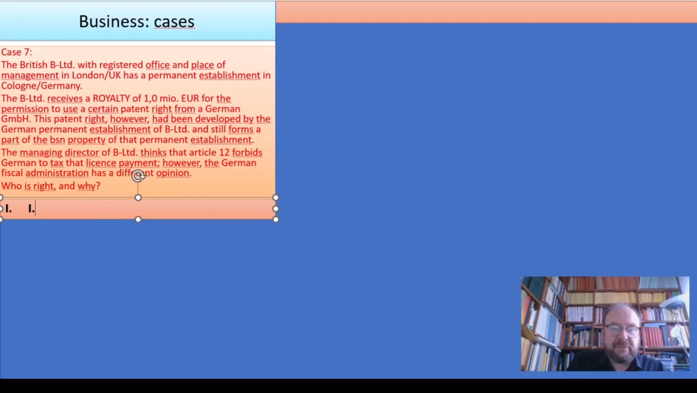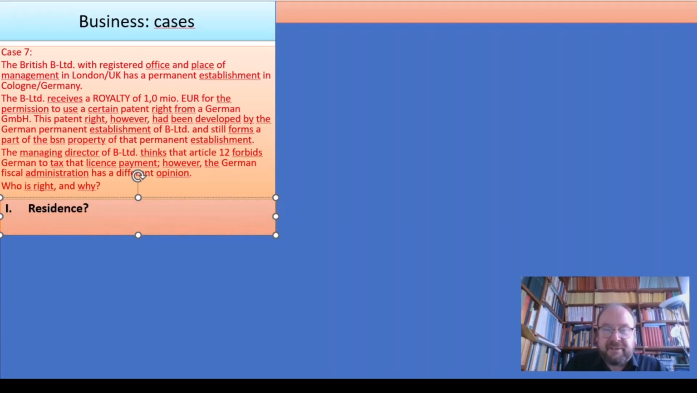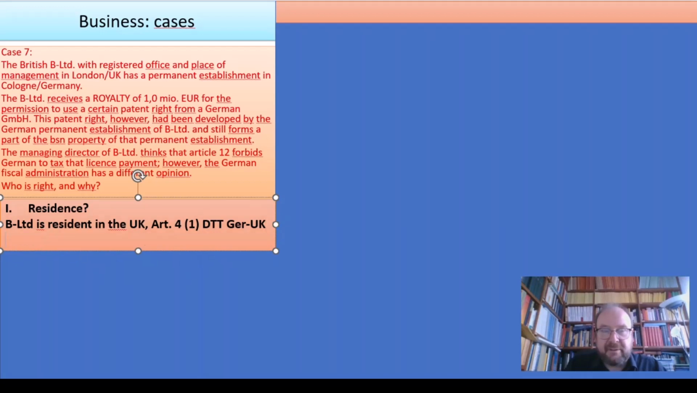Okay, something which is completely unproblematic apart from the necessity to type it down, although there is such an autocorrecting system which always is a pestilence. But under the legal aspect, very simple, is evidently the residence question. B Limited is resident only in the UK, Article 4.1 of that DTT Germany UK. We have already looked that up several times, so trust me, it will be true. Now, events.